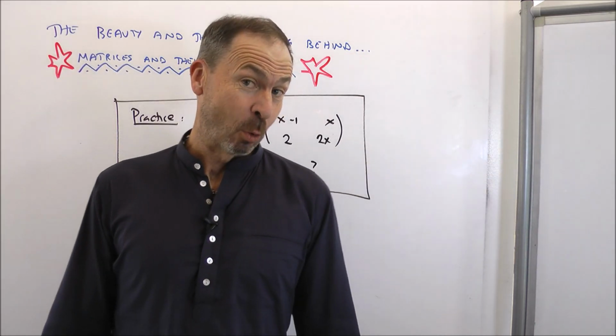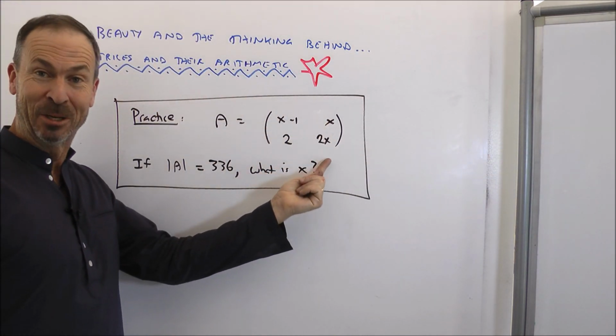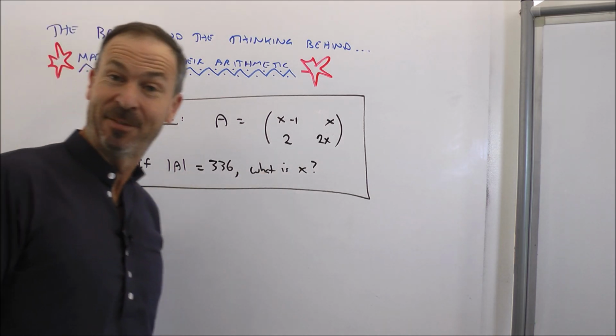Okay, here's a little practice question. If A is x minus 1, x, 2, and 2x, and the determinant of A is 336, what would x have to be?